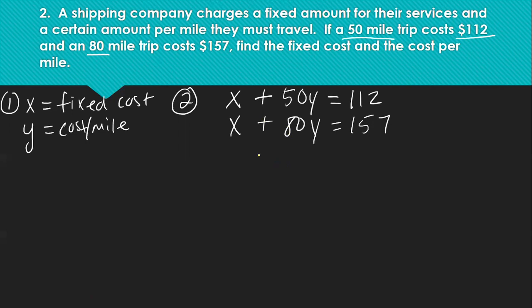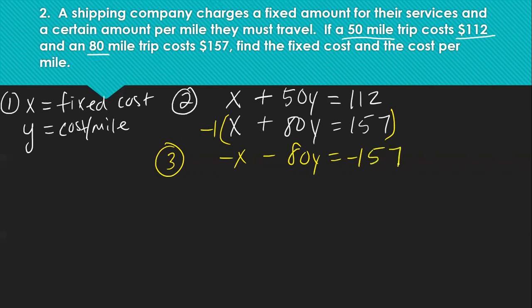Okay. All right, so now we're going to solve. What is the best way to solve? Good job, Piper. We're going to multiply by -1. When we multiply by -1, that changes this into -x minus 80y equals -157. Where did the -1 come from? Piper, why did we multiply by -1? To make one of the variables negative to eliminate it. It's because it's an X and there's no number. There you go. Good job.